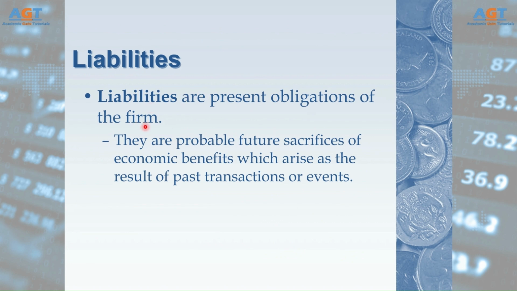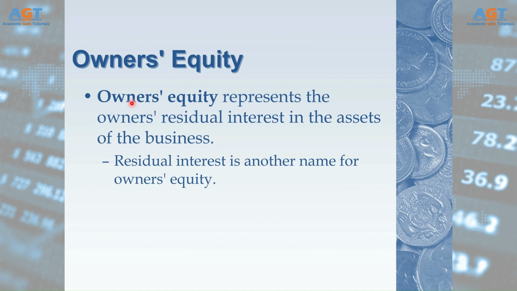Liabilities. Liabilities are present obligations of a business arising from past events. They represent probable future sacrifices of economic benefits, such as paying cash or providing services. Common liabilities include accounts payable and loans. Now, let's look at the owner's interest in the business.